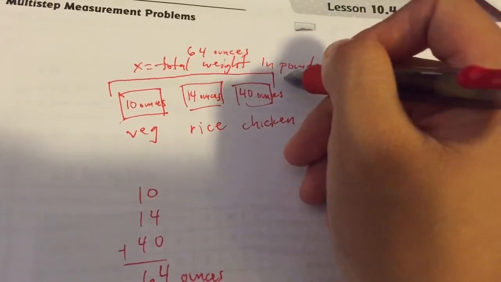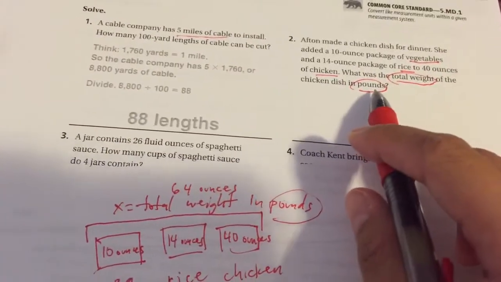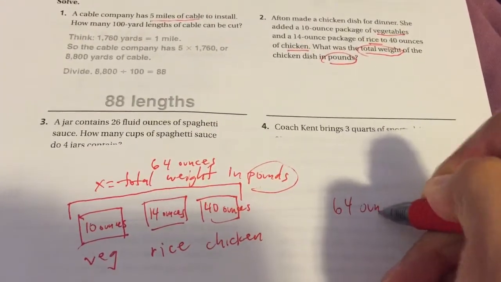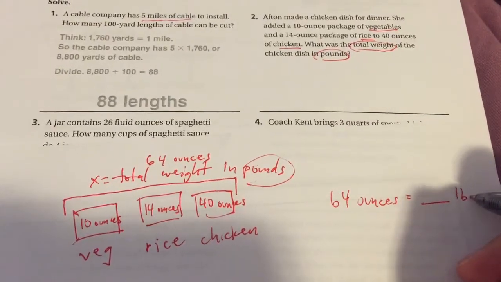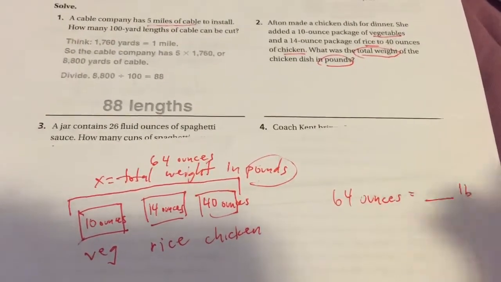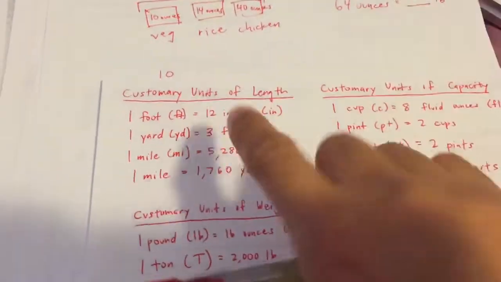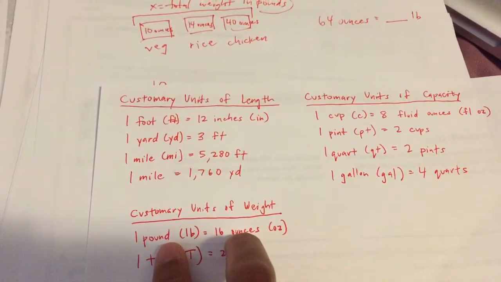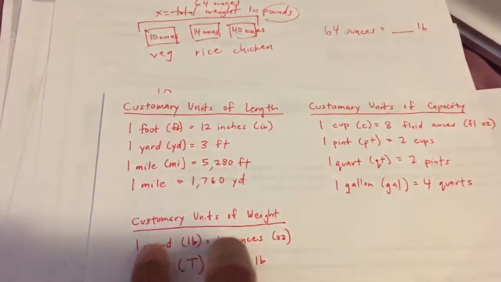But keep in mind that the question is asking for pounds. The question is asking for what's the total weight in pounds. So 64 ounces is the total weight. The last step, though, is the conversion to how many pounds that equals. And keep in mind that pounds is LB. So we can use our cheat sheet from lessons 1, 2, and 3. And we find that here are the ounces in pounds. 1 pound equals 16 ounces. So 16 ounces equal 1 pound.